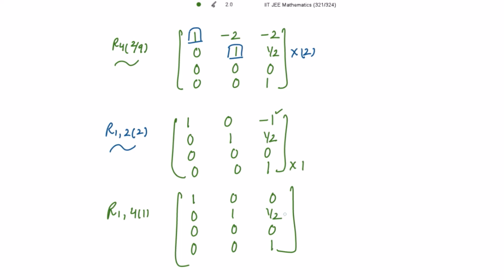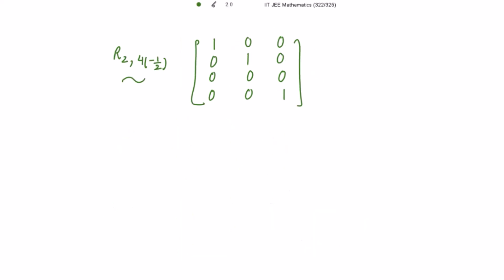Then again, to avoid this fraction, what should we do? Just multiply the elements of the row 4 with minus 1 half and add these elements to the row 2. You get 1 over here. Alright, one thing more, just interchange these two rows. So interchanging the row 3 with row 4.